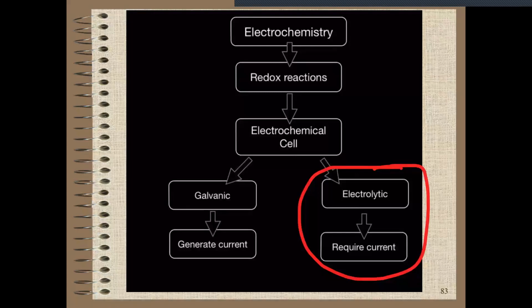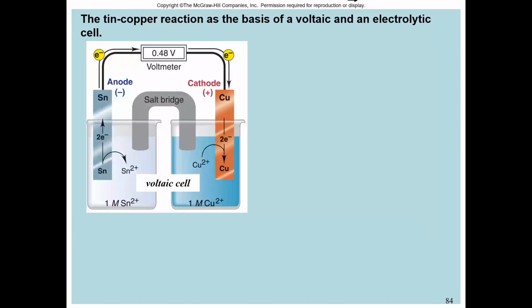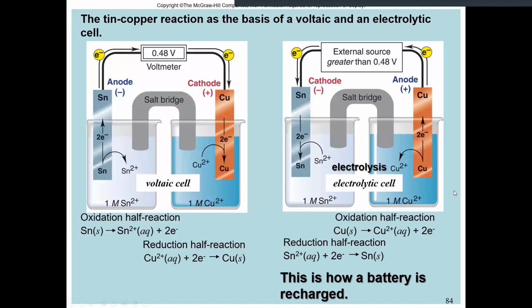And then we get into electrolysis, which just means adding electricity. We're almost finished. I should be finished in another 5 minutes. So it requires current. And so look at this slide 84. Everything's opposite. This is how you charge a battery. You add the current and everything gets reversed. So everything is in reverse now.